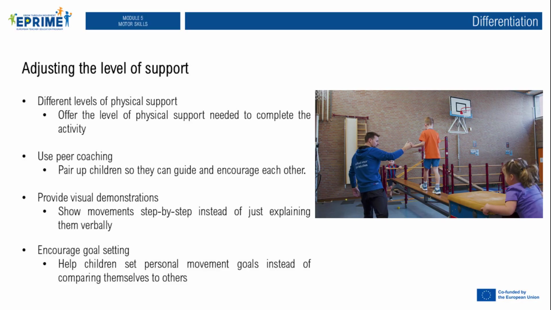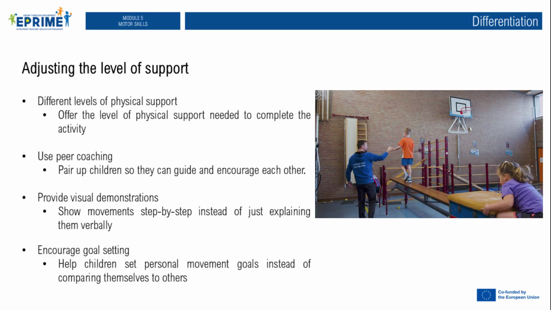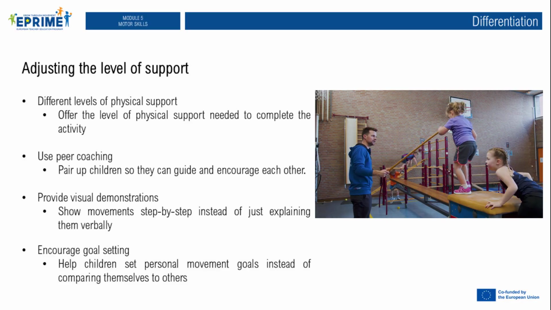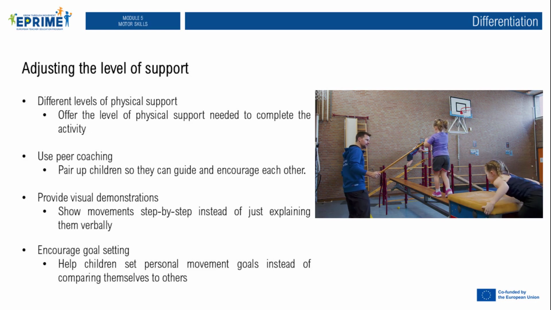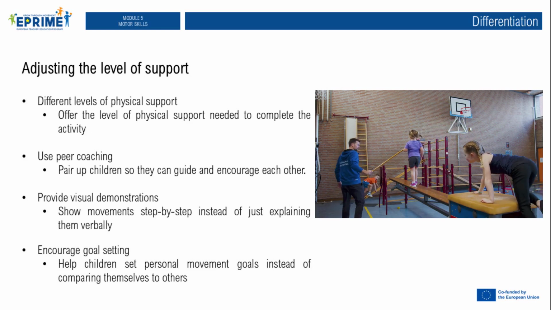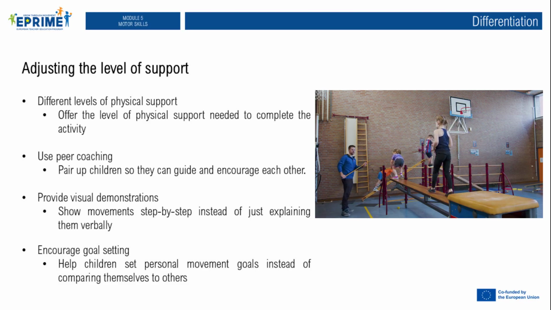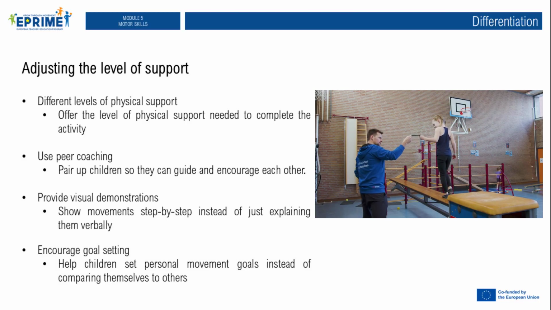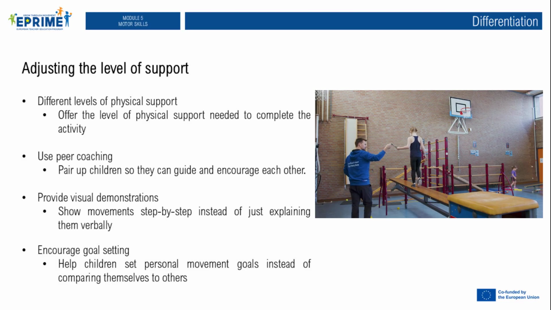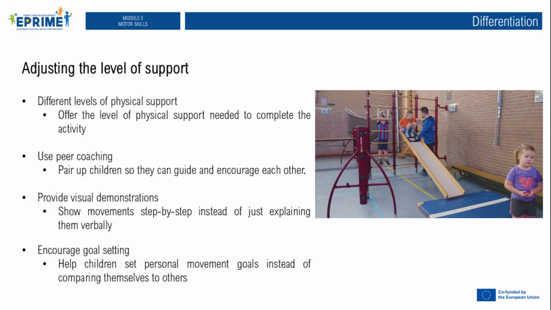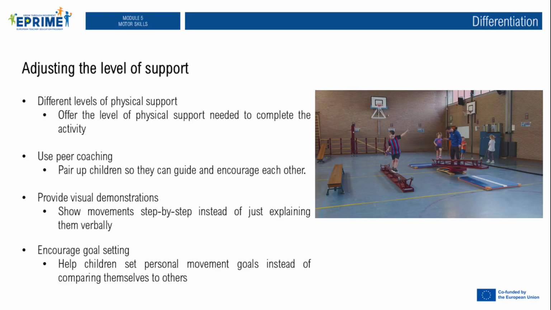Sometimes children just need a little extra guidance to feel successful, whether it's physical support, peer coaching, visual demonstrations, or allowing different pacing. Adjusting the level of support ensures that no child is left behind. By adjusting the level of support, you can provide different levels of assistance, so all children feel comfortable progressing at their own pace. One simple way to do this is by offering different levels of physical support.